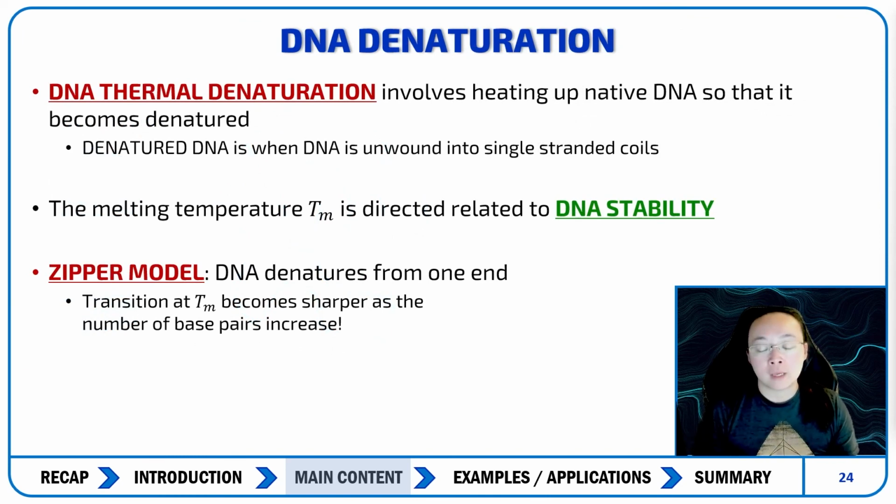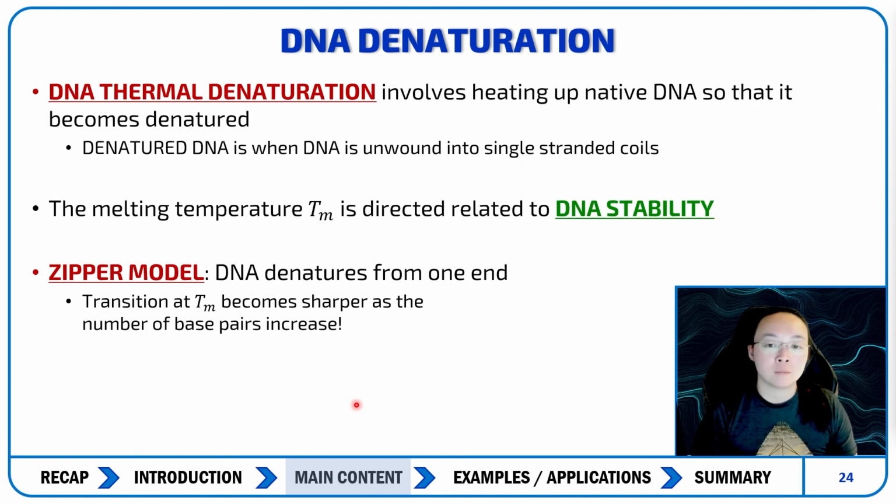Once we have that model available to us, then we'll be able to take a look at things like DNA denaturation. So if we have DNA thermal denaturation, it involves heating up your DNA so that it becomes denatured and it completely unwinds into single-stranded coils. There's a melting temperature, Tm, that's associated with this. That's related to DNA stability, depending on what you have.